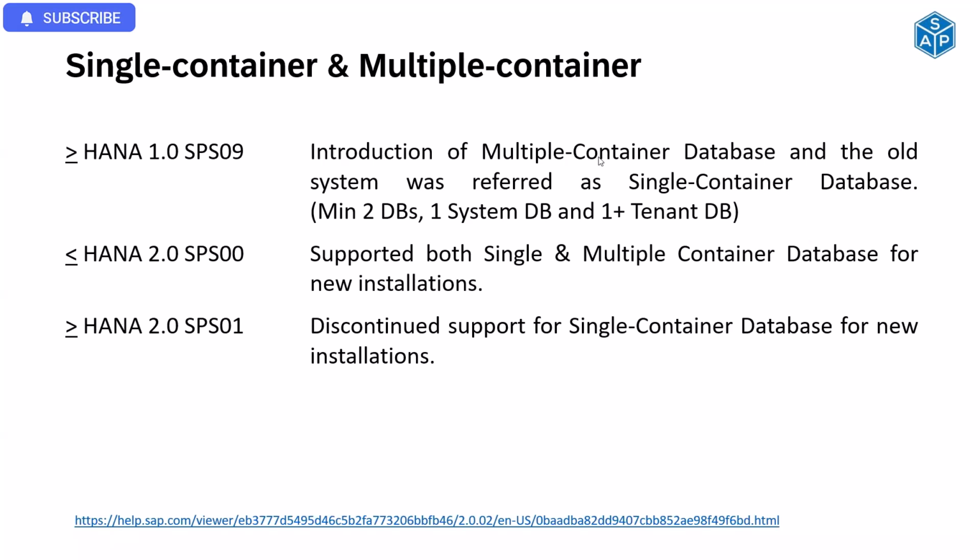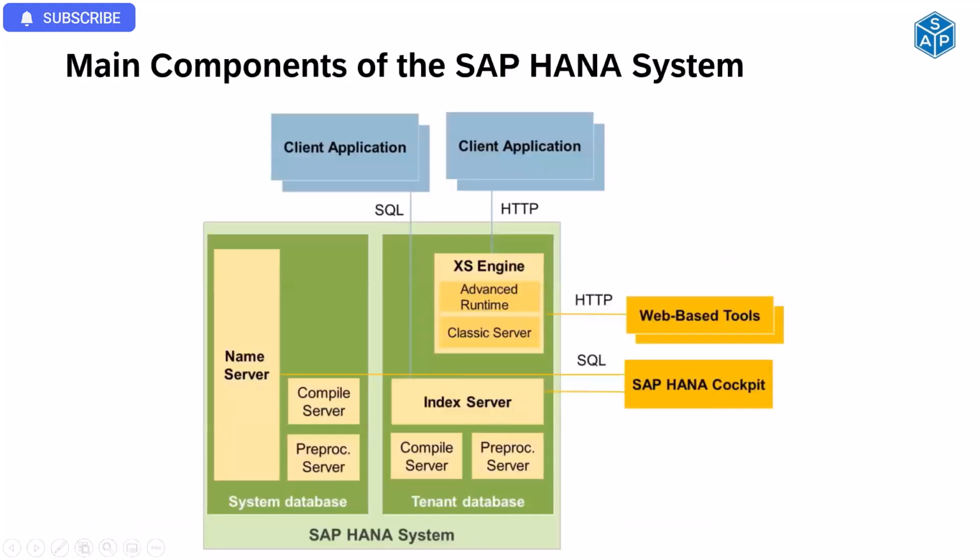Okay, so we saw the single container and the multiple container database. Now let us see the main components of the SAP HANA system. We have seen that in a single container database, there was only one database, but in a multiple container database, you have one system database and one or more tenant databases. Now, in case of a tenant database, how is the architecture?